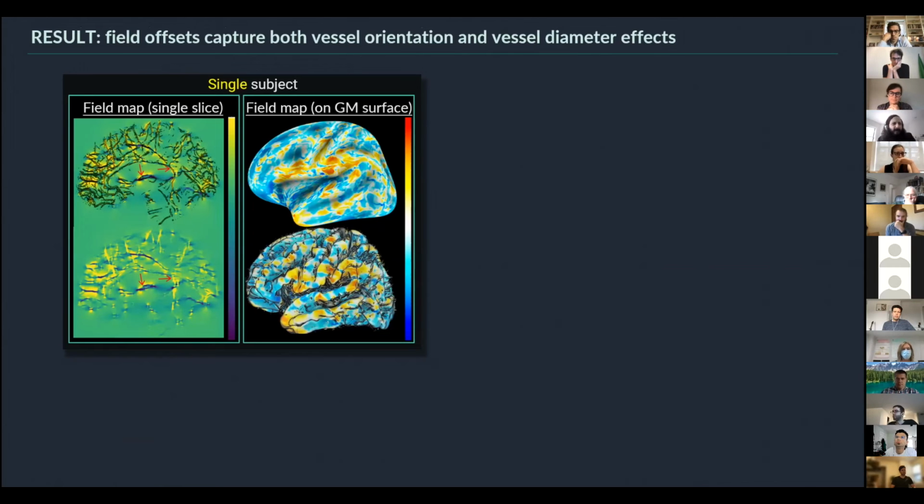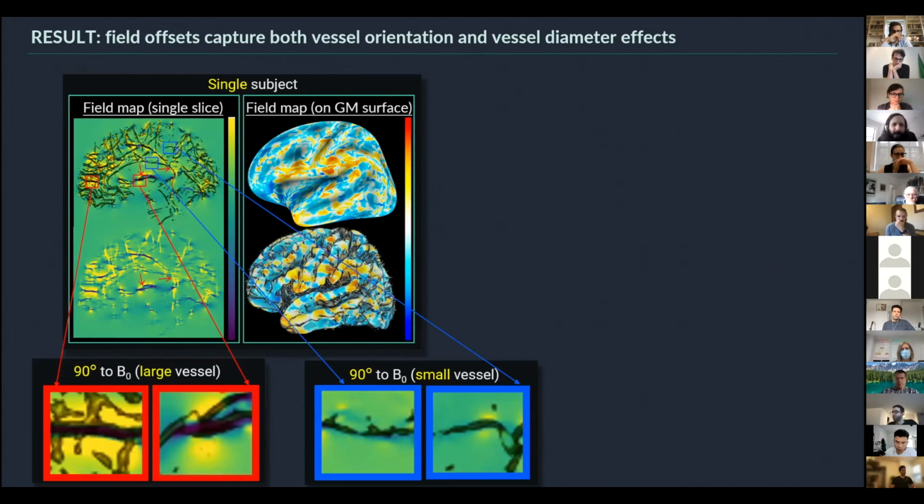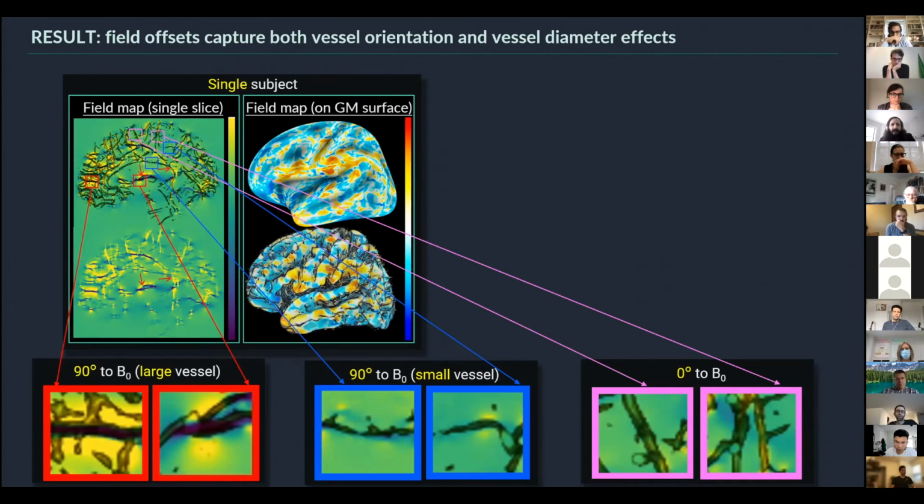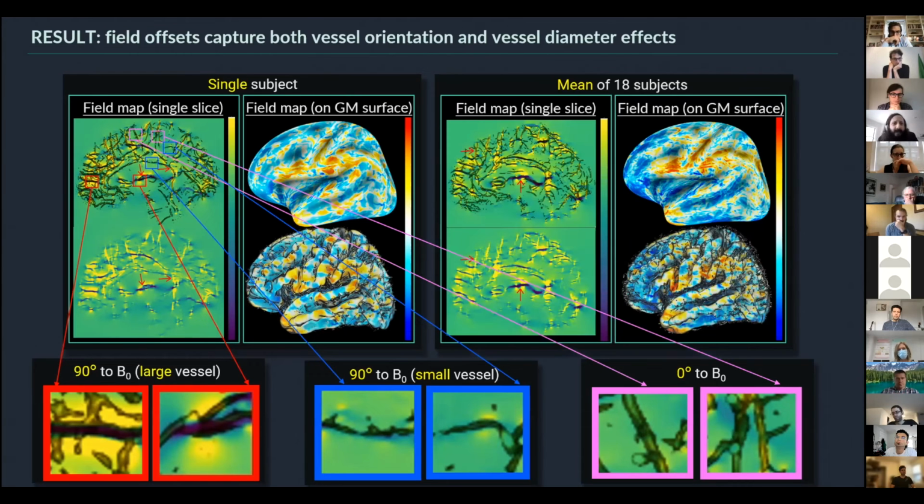Okay, so here are the resulting field offsets, which can be seen to exhibit the three properties I noted before: the effective vessel orientation, the effective vessel diameter, and distance from the vessel. So here Mike picked out a few examples where you can see that the field offset is larger for vessels perpendicular to B0 and for vessels with bigger diameters compared to vessels that are parallel to B0. Also note that this map was surprisingly consistent across subjects, which suggests that we may be able to derive an atlas for a simple field offset estimate that does not require high-resolution QSM data in each participant.